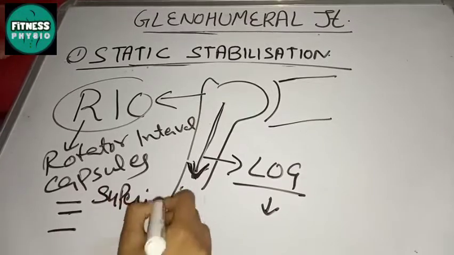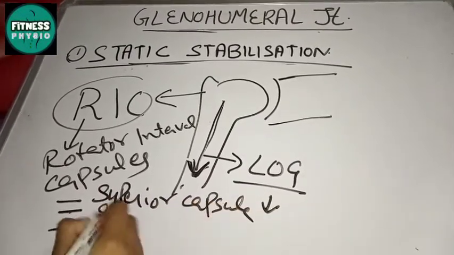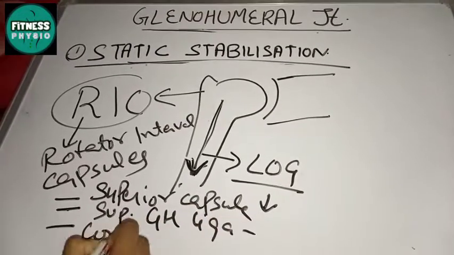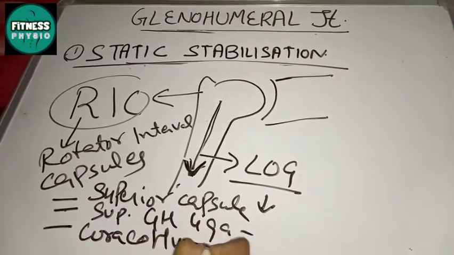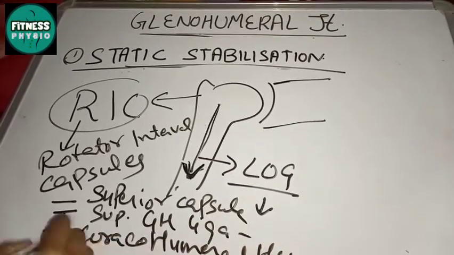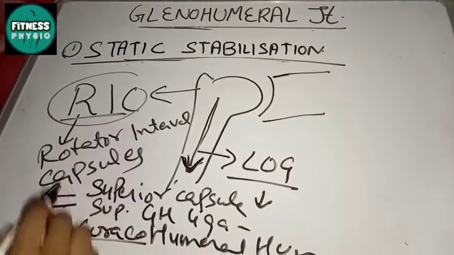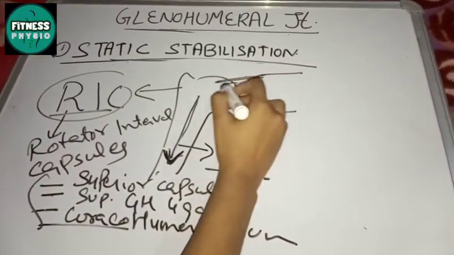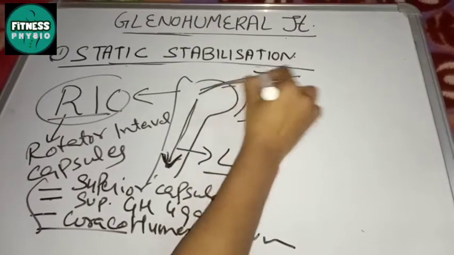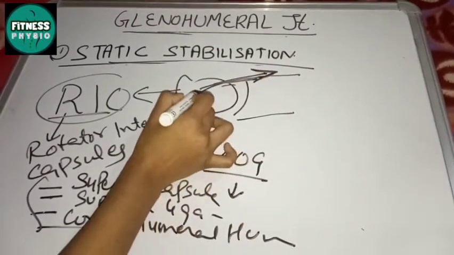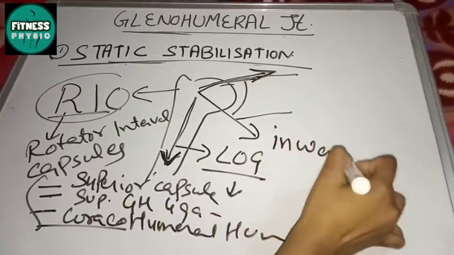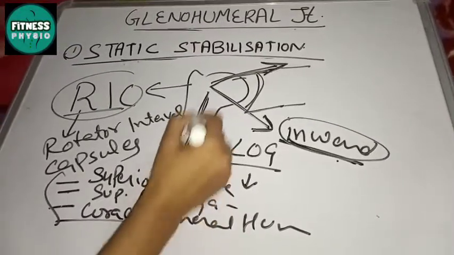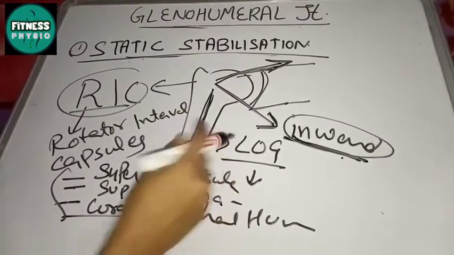Which includes your superior capsule, superior GH ligament, and your coracohumeral ligament. These three structures are included in your RIC structure. These three structures are present somewhere here, and they create your upward pull, and the resultant is occurring in inward direction. This is your resultant, which prevents your arm from moving inferiorly, that is, it prevents inferior translation.